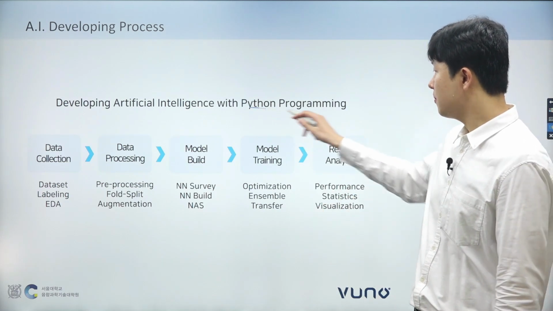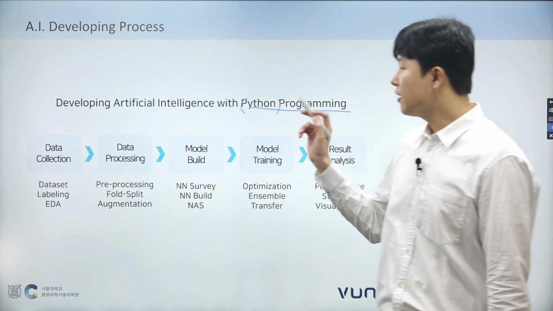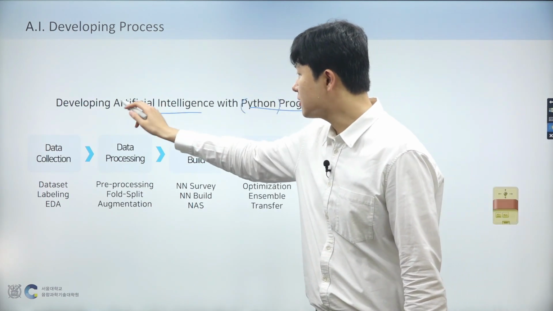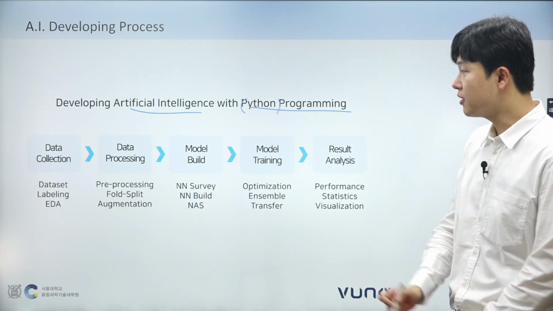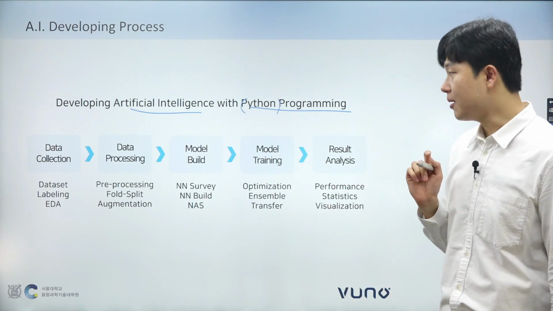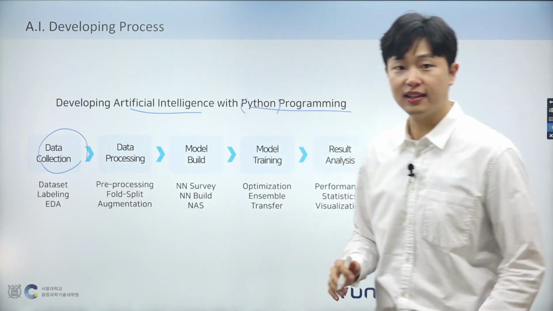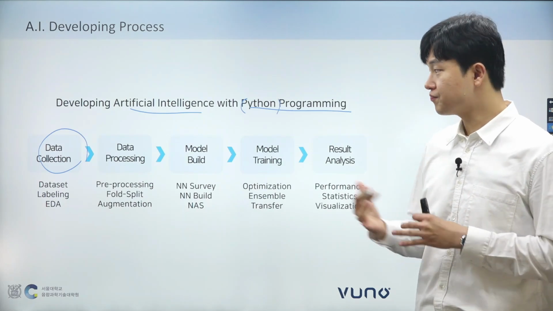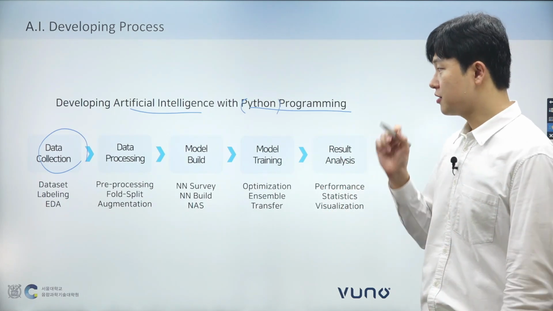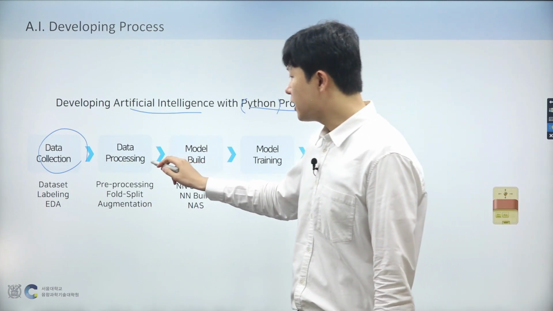For me, I would divide it into 5 steps. This example is not the only way to structure your AI development process, but it serves as a practical framework that can be adapted or expanded based on the specific requirements of your project. First is data collection. This is the foundation of any AI project. We need a robust data set along with the correct answer key, which involves dataset processing and EDA.